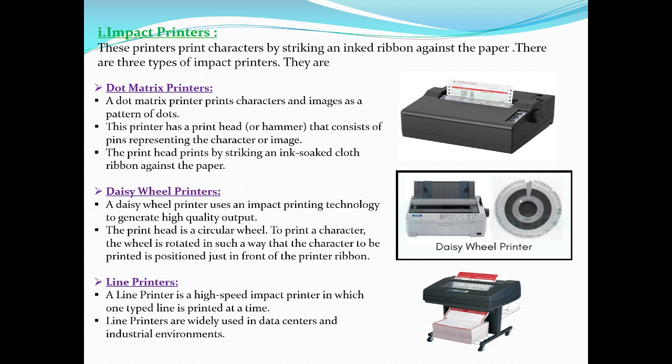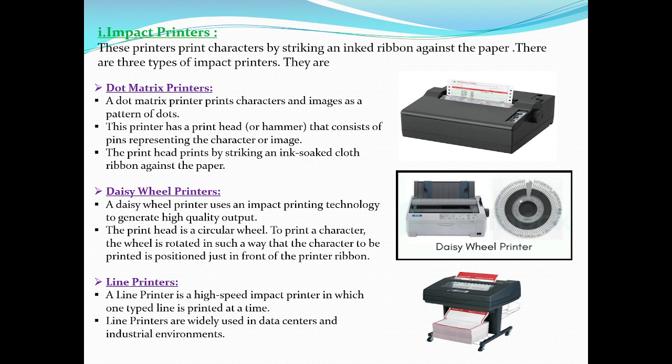Moving to the daisy wheel printer, in this printer the characters are generated when the print head rotates. The print head used here is a circular wheel. This wheel prints a character when it is rotated in such a way that the character to be printed is projected just in front of the printer ribbon.